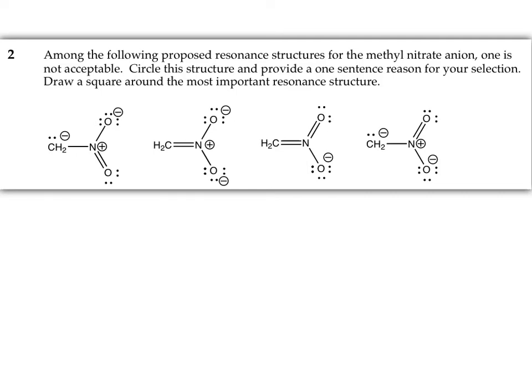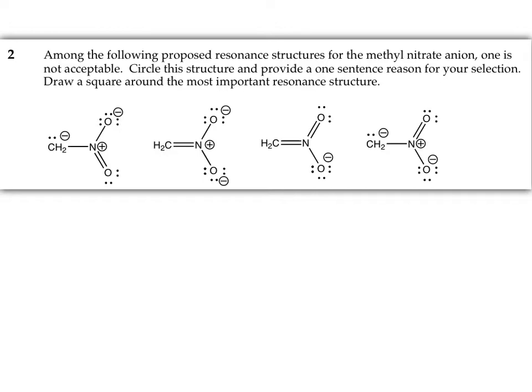In this exercise, we have to find one resonance structure that's unacceptable in the set and the best resonance structure in the set. Start out with the one that's unacceptable, and remember that the kinds of things that would make a resonance structure or any Lewis structure unacceptable might be that I've exceeded the octet, or I have charges unassigned or not assigned correctly, that sort of thing.